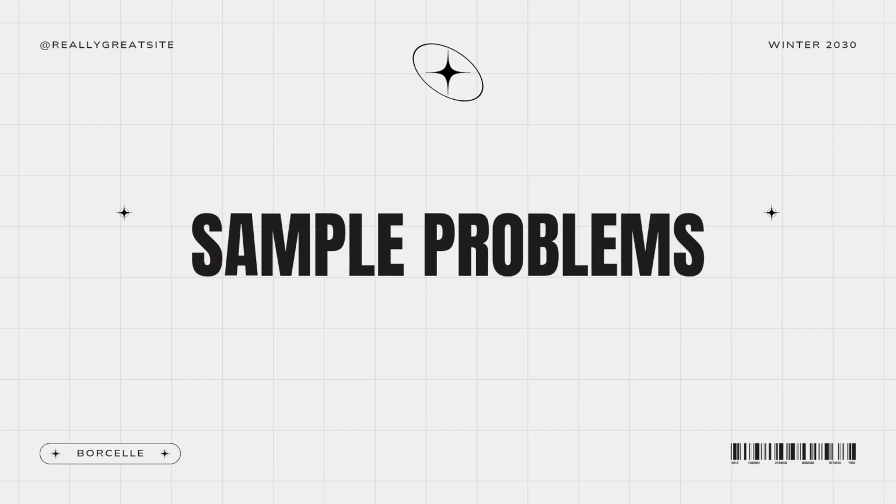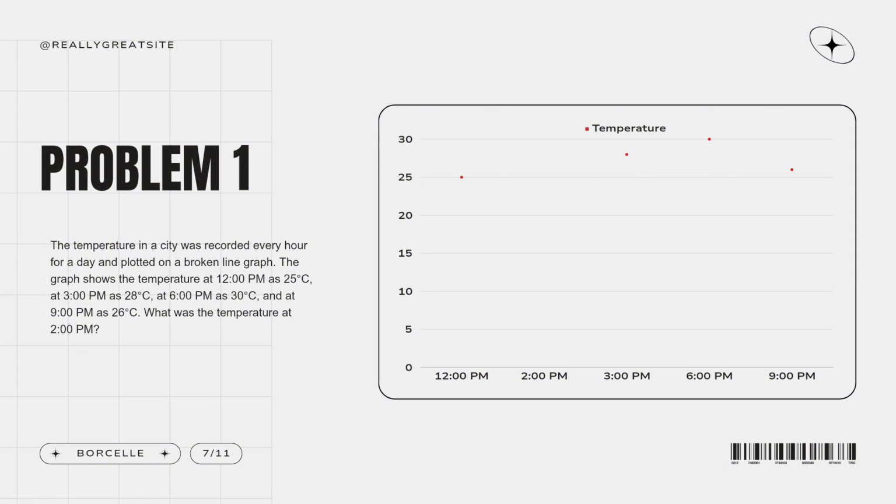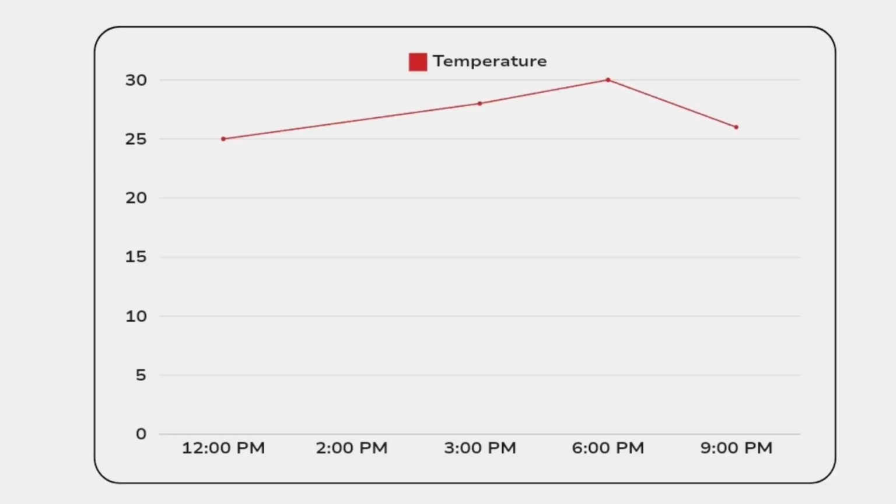Sample problem number 1. The temperature in a city was recorded every hour for a day and plotted on a broken line graph. The graph shows the temperature at 12 p.m. as 25 degrees Celsius, at 3 p.m. as 28 degrees Celsius, at 6 p.m. as 30 degrees Celsius, and at 9 p.m. as 26 degrees Celsius. What was the temperature at 2 p.m.?